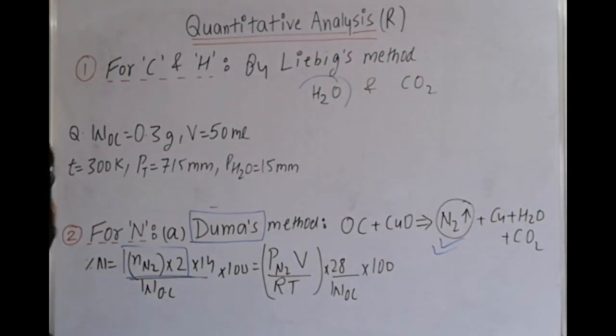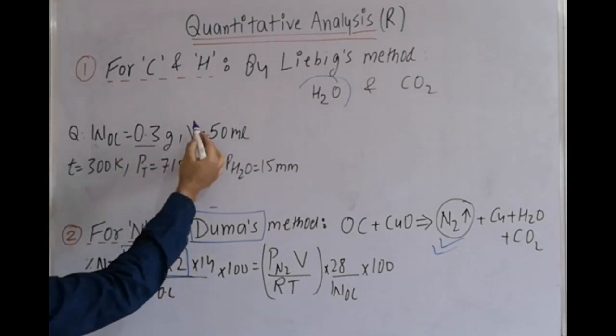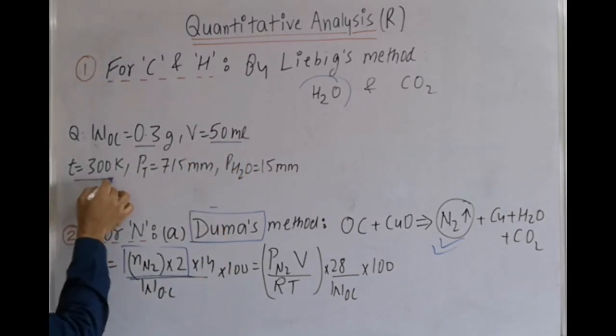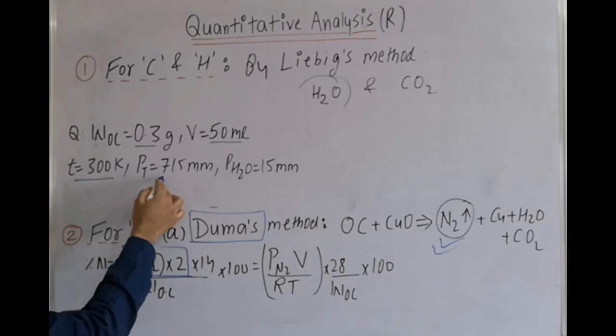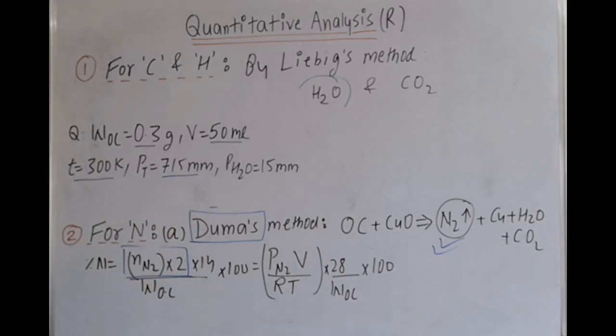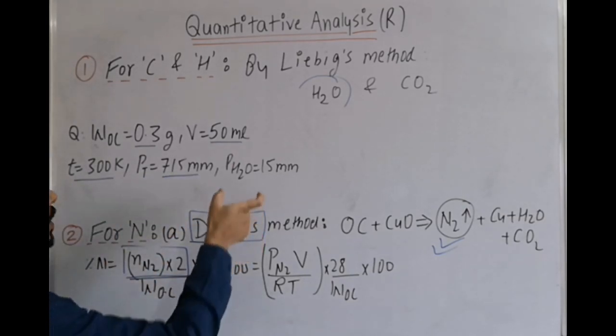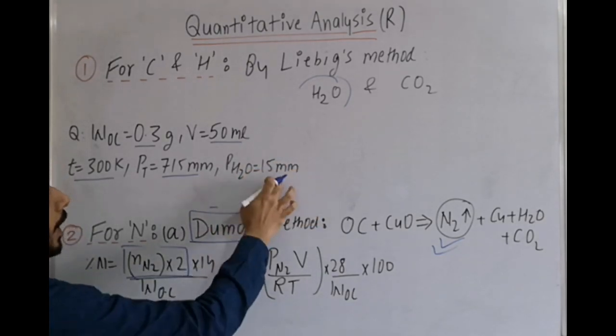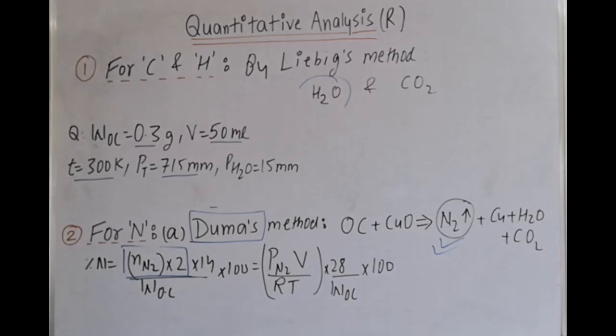Like one example, an NCERT example: the weight of the organic compound is 0.3 grams, the volume of N2 evolved is 50 ml, at which temperature? At 300 Kelvin, total pressure is given as 715 mm of Hg, and in the numerical it is given in brackets, aqueous tension. So the pressure of H2O is 15 mm at 300 Kelvin. That is the data given.